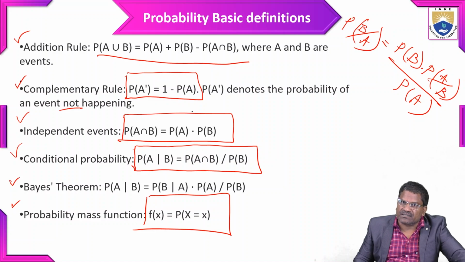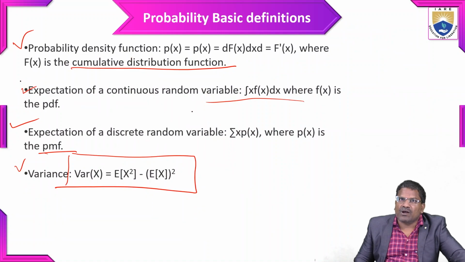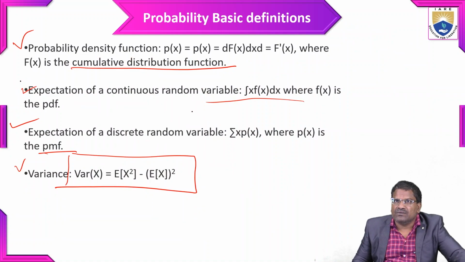Probability mass function. If f of x is a probability mass function, then f of x is equal to P of X is equal to x. Probability density function, PDF. f of x is equal to the derivative of capital F of x, that is capital F dash x, where capital F of x is a cumulative distribution function, CDF.